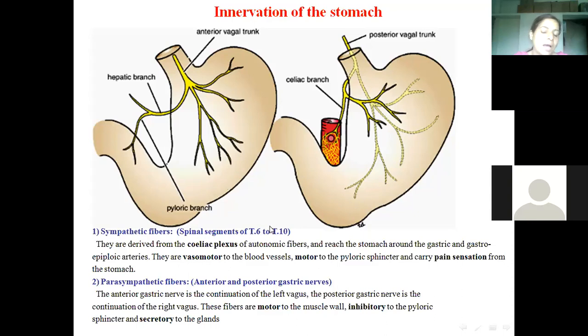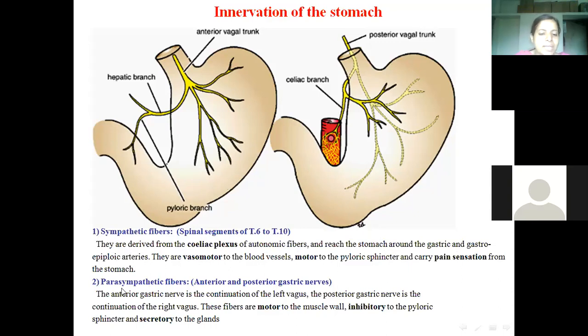That means the thoracic sympathetic spinal segments are coming from T6 to T10. They form a celiac plexus, and they reach the stomach around the gastric and gastroepiploic arteries. They are vasomotor, and they also carry the pain sensations from the stomach. The sympathetic fibers are derived from T6 to T10.